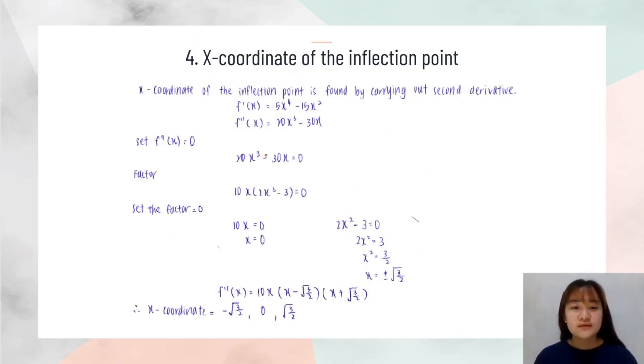For the next part, I want to find the x-coordinates of the inflection points. To find this, I carry out the second derivative. In this case, the second derivative of the function is 20x^3 - 30x. Setting the second derivative equal to 0, you will get the x-coordinates as -√(3/2), 0 and positive √(3/2).